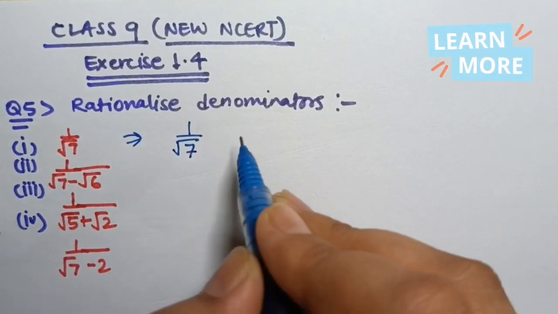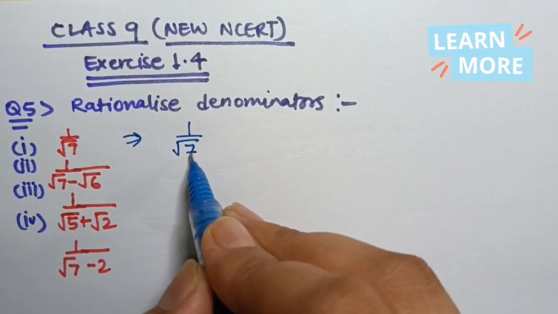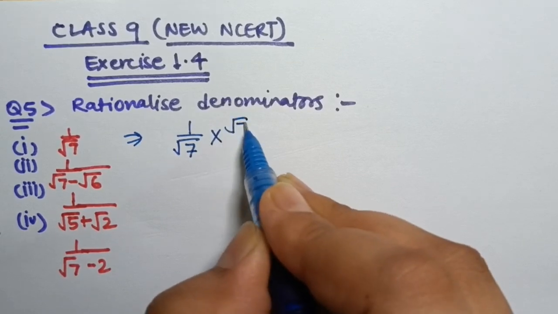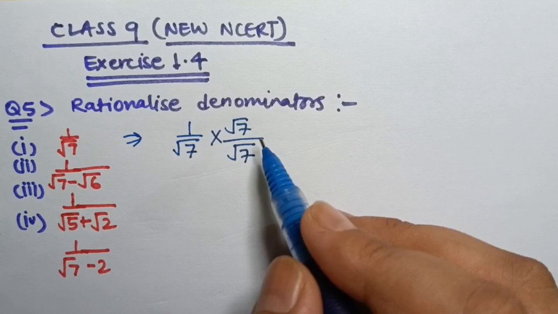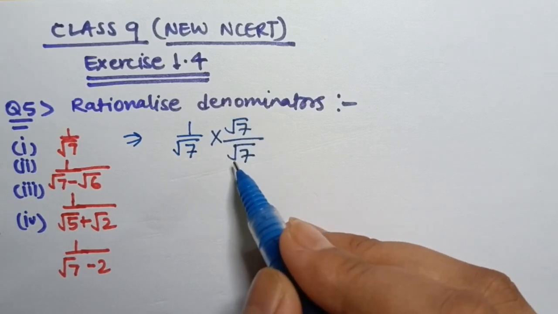So here you will learn how to rationalize denominators. Okay, so the first question is 1 upon root 7. Rationalization means you have to take the denominator and multiply it with the numerator and denominator.